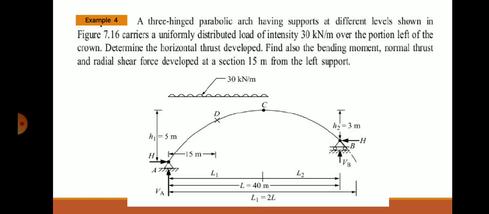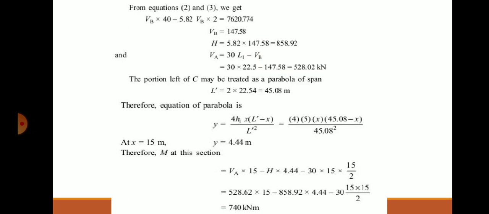If you are taking moment about D, I will consider the left side, that is V A into 15, H into what is the y you calculated, and the load is there, W into L by 2, 30 into 15 into 15 by 2. Is it the same thing that you can see here? Yes. V A into 15 minus H into 4.44 minus 30 into 15 into 15 by 2. Solve this, you will get the moment at the section.